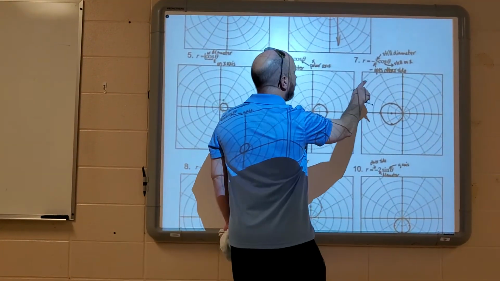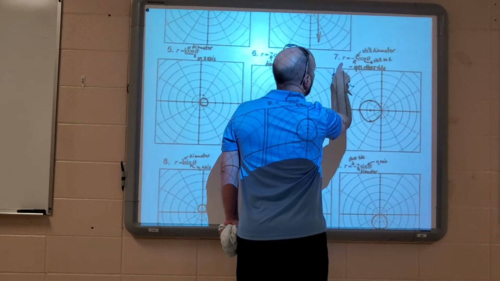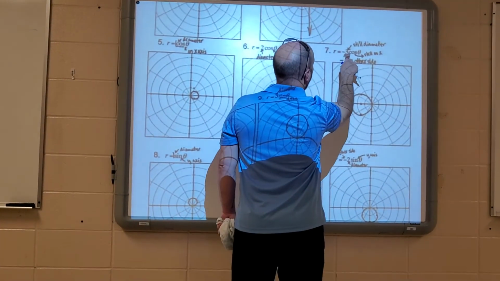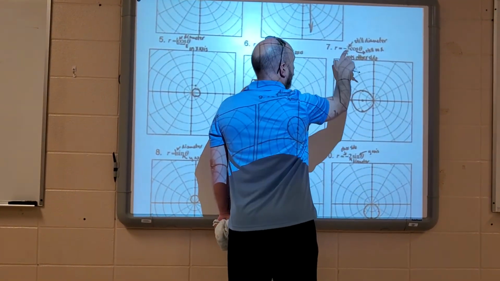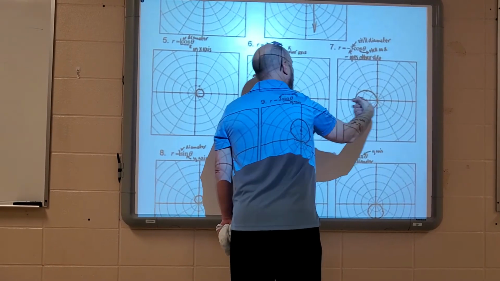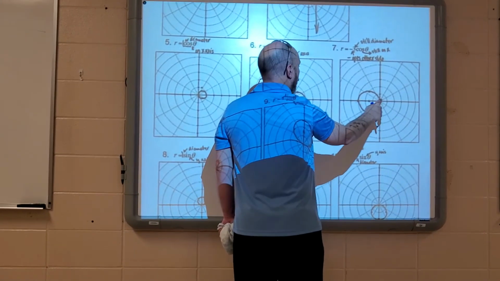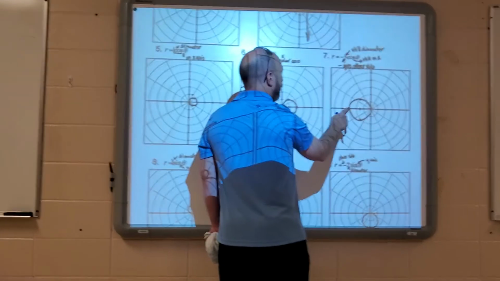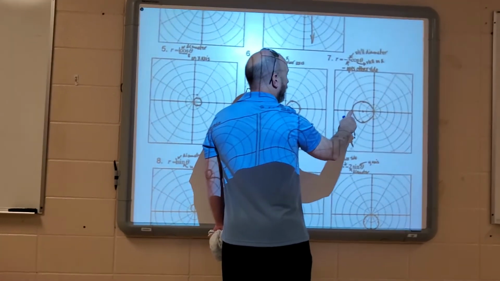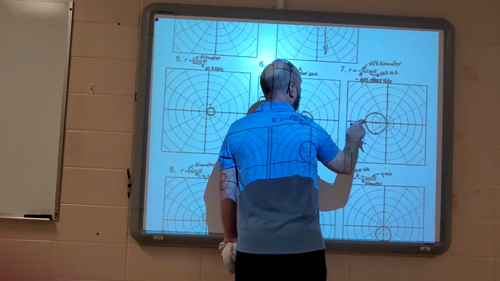Same thing here. r equals negative 3 cosine theta. So negative 3 makes it go this way. So radius of, or diameter of 3. Okay? And it's cosine, so it's a circle on the x.